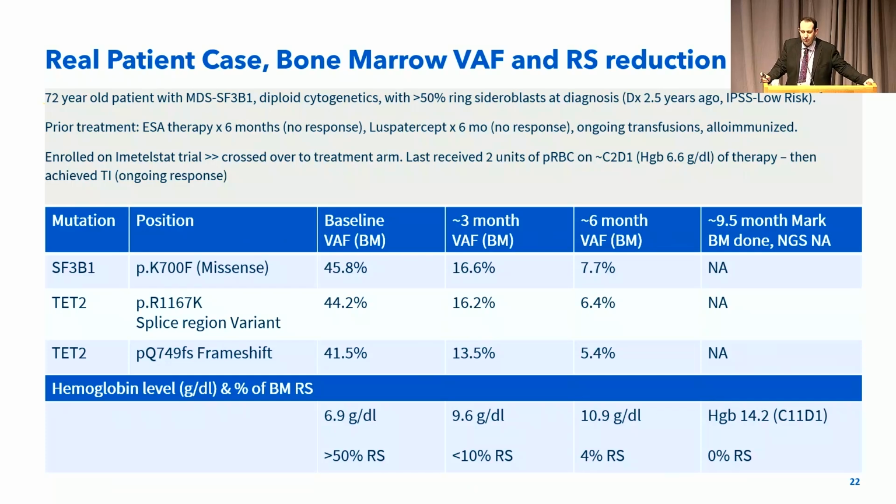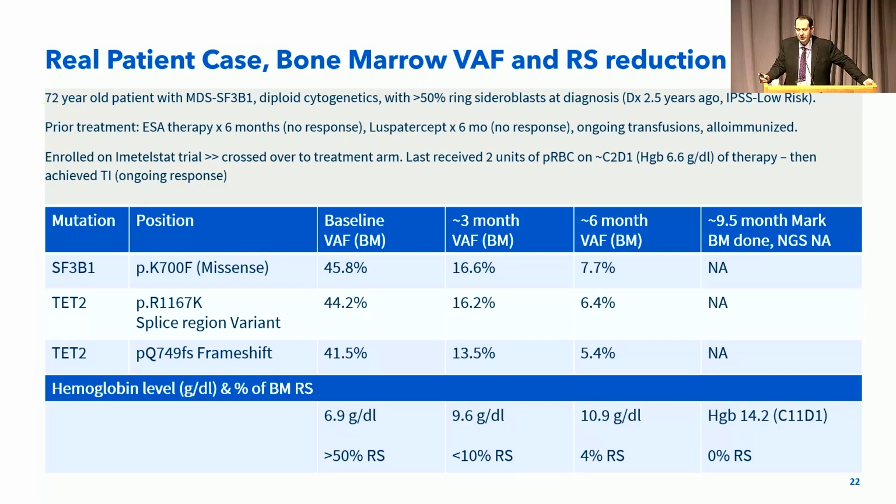So I'll give you an example of a real patient case, one of my patients who was treated on the trial. Of note, the VAF, or variant allelic fractions, in the study were done on the peripheral blood. This patient had all their bone marrow sequencing done from marrow samples. So it's a 71-year-old female who had MDS SF3B1, diploid cytogenetics, more than 50% ring sideroblasts at diagnosis.